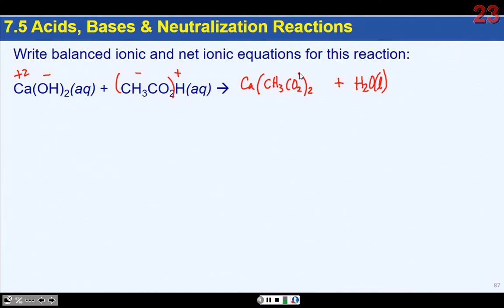Balancing this, what do we have to do to balance it? Well, in order to have 2 acetate on the right, there better be 2 acetate on the left, and that gives you 2 hydrogen ions to go with 2 hydroxide ions, and 2 water molecules as a product. Okay, so we haven't written the ionic equation yet. Oh, so let's look at that and think what we'll have.